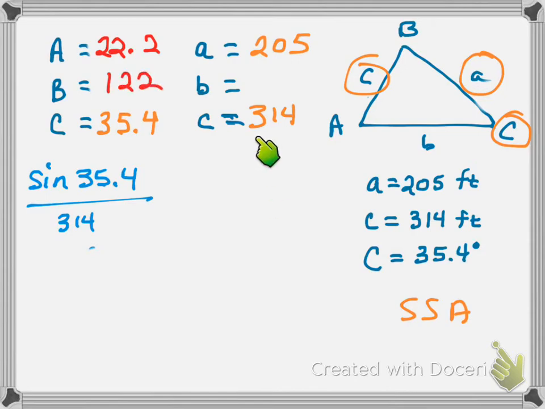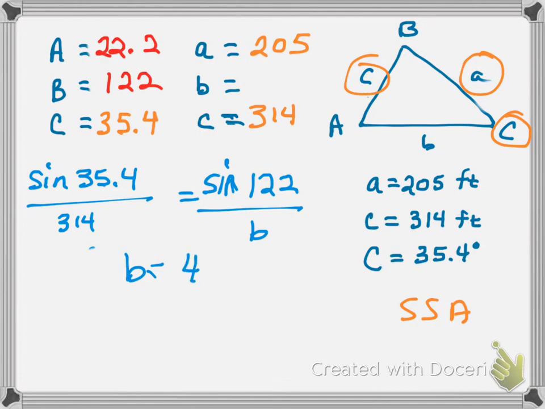Now I'm set up to find this using the law of sines. I can simply use the original pair with sine 122 over lowercase b. Now I simply need to multiply these two together and divide by this to find my lowercase b. And you will get 460 for that value of b. So 460 is my missing side.